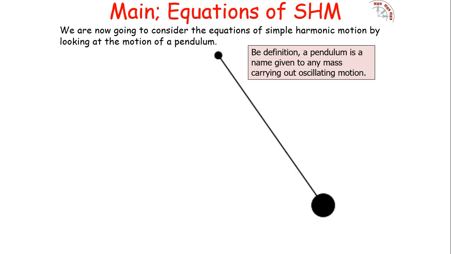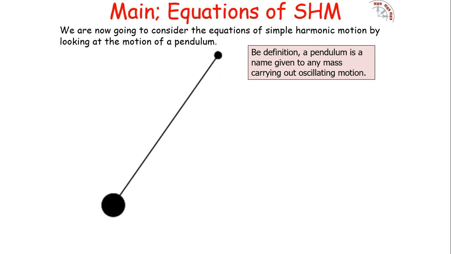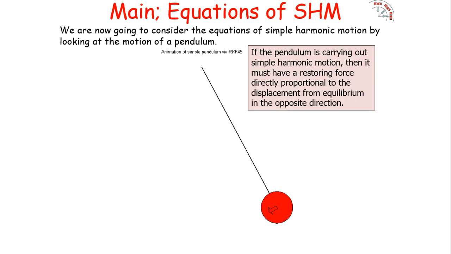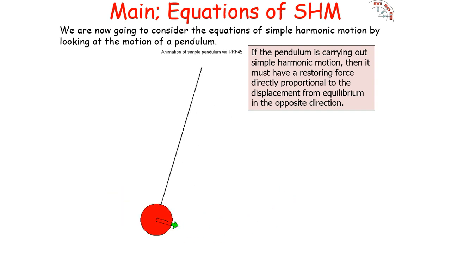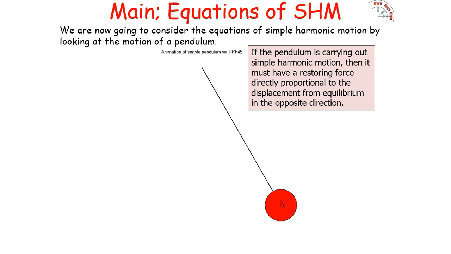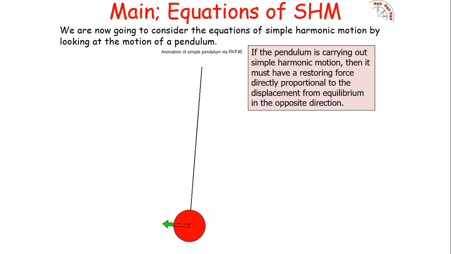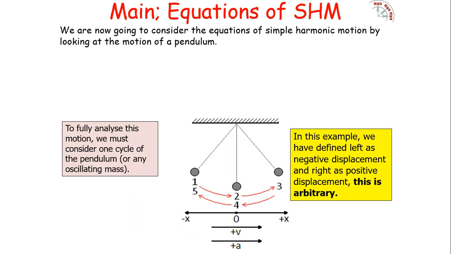by looking at the motion of a pendulum. So again, what's a pendulum? It's a name given to any mass carrying out oscillating motion. So if the pendulum is carrying out simple harmonic motion, it must have a restoring force directly proportional to the displacement from the equilibrium position in the opposite direction. So we're now going to consider the equations of simple harmonic motion by looking at the motion of a pendulum undergoing one cycle. Again, we're going to define positive and negative in particular directions, but it's just arbitrary. We can swap the positives and negatives around if we wanted to.